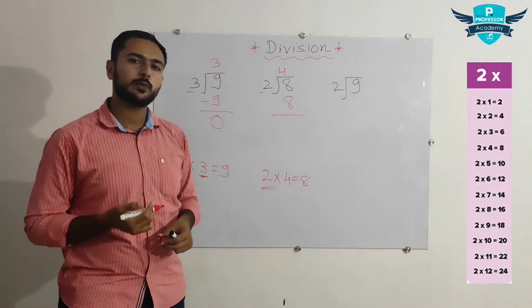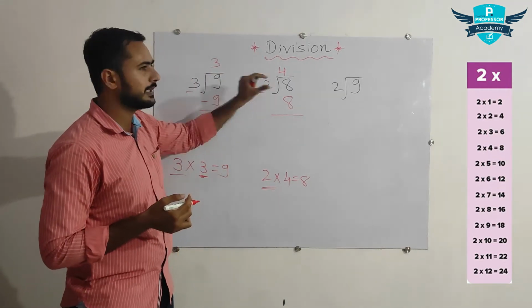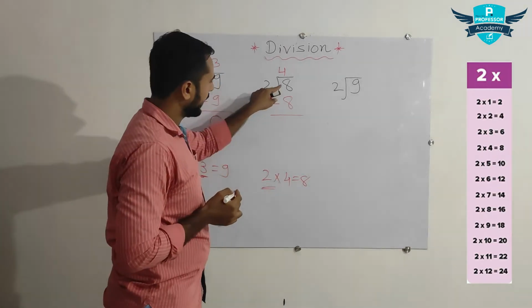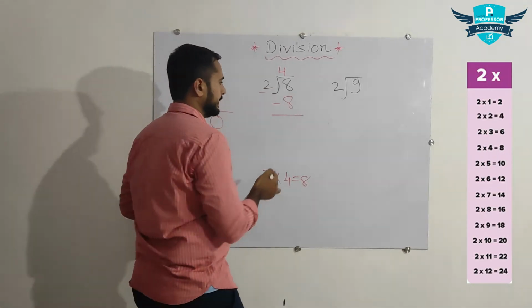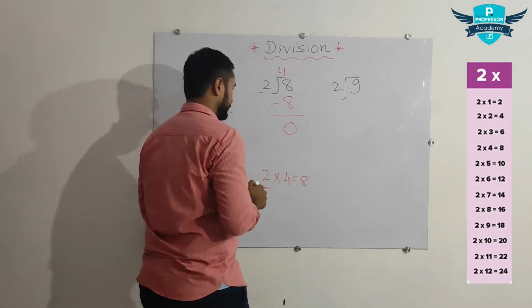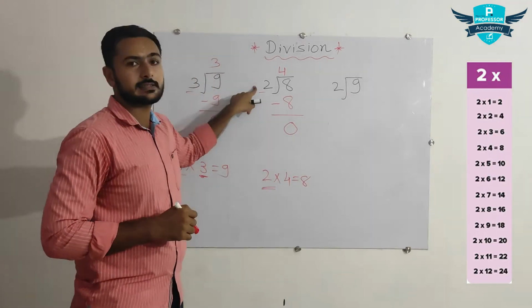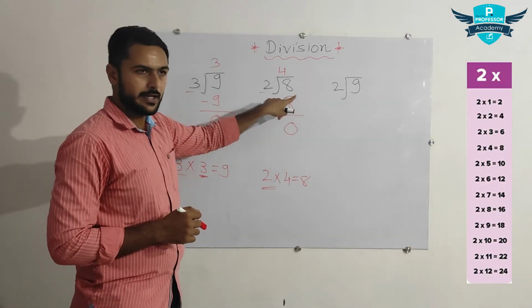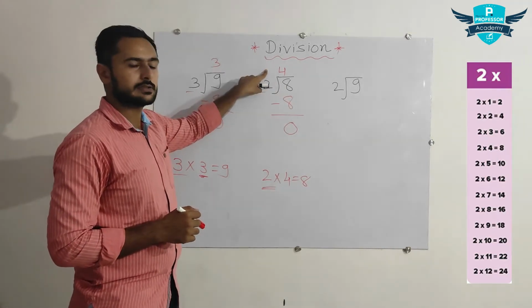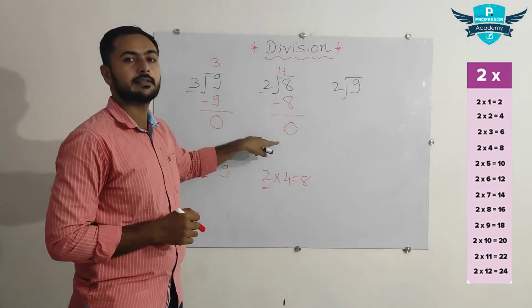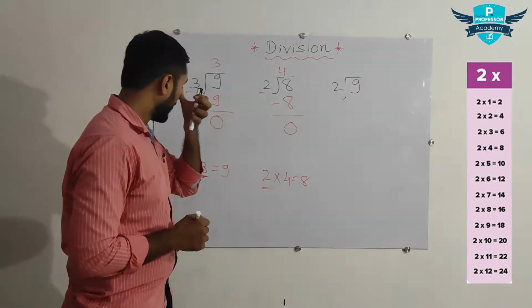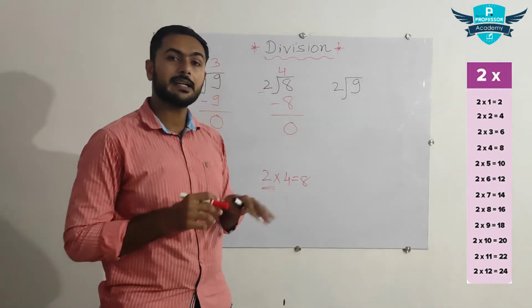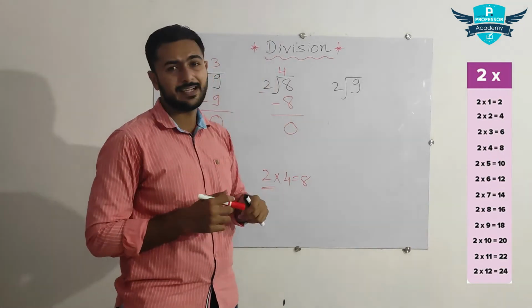Now in the next step, what will we do? We will subtract both the numbers. So subtraction, 8 minus 8, that is 0. So again, here 2 is the divisor, then 8 is the dividend, 4 is the quotient, and 0 is the remainder. Now for the next number, the divisor is 2 and the dividend is 9.